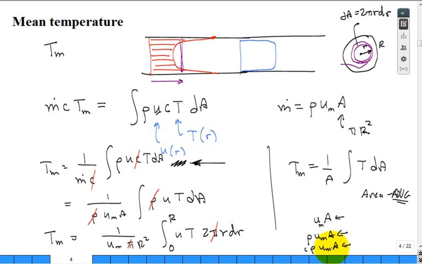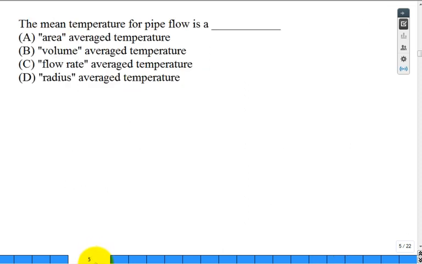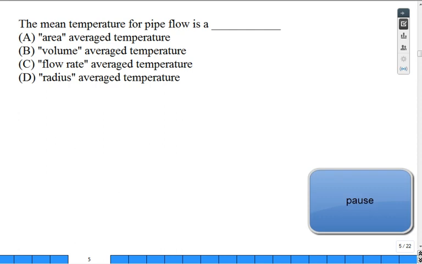But the key idea is the mean temperature is a flow rate average. All right, let's jump to a question. The mean temperature for pipe flow is an area average temperature, a volume average temperature, a flow rate average temperature, a radius average temperature. This is where the 830 class started to go downhill, because I didn't get 100% correct. And I thought I did a good job of explaining it.